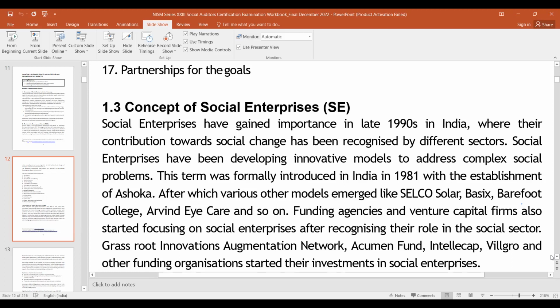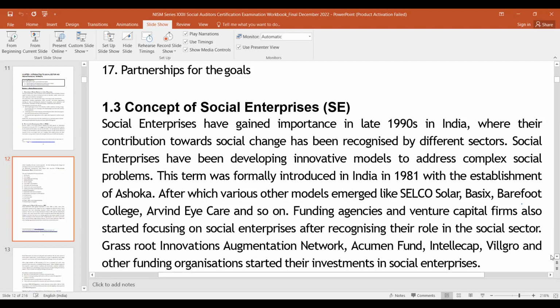So 1.3 is the concept of social enterprises. Social enterprises have gained importance in the late 19th century in India, where their contribution towards social change has been recognized by different sectors. Social enterprises have been developing innovative models to address complex social problems. They are actually addressing complex social problems. They are not addressing individual problems.